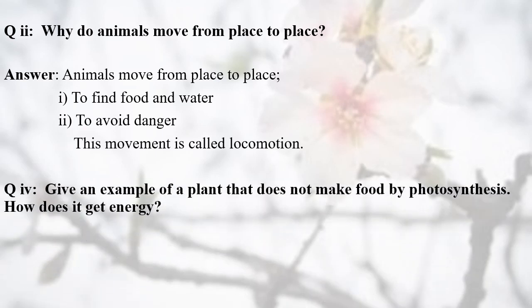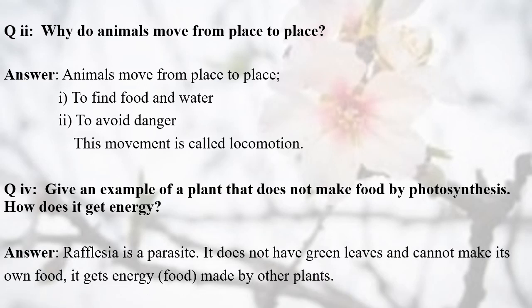Question number 4 of your book is, give an example of a plant that does not make food by photosynthesis. How does it get energy? The answer is, Rafflesia is a parasite. It does not have green leaves and cannot make its own food. It gets energy or food made by other plants.